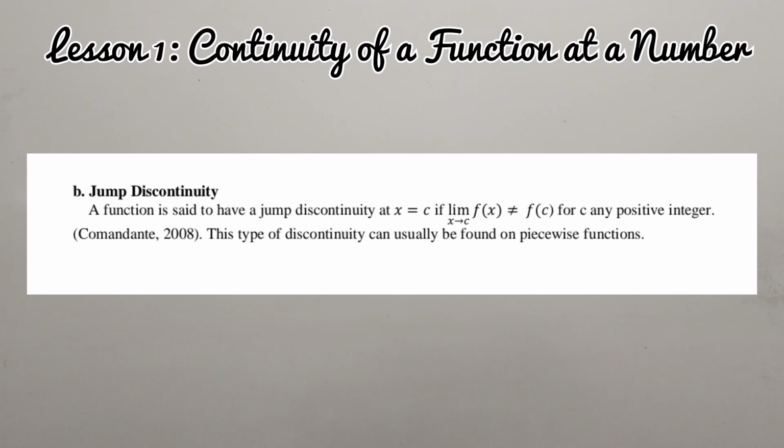The next type is jump discontinuity. A function is said to have a jump discontinuity at x equals c if the limit of f of x as x approaches c is not equal to f of c, for c any positive integer. This type of discontinuity can usually be found on piecewise functions. Unlike the removable discontinuity, all possible values of x are defined, omitting the possibility of having indeterminate or undefined expressions.